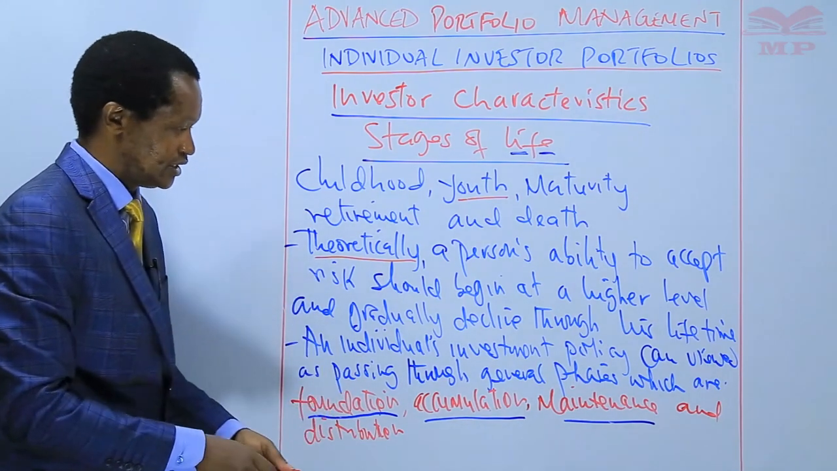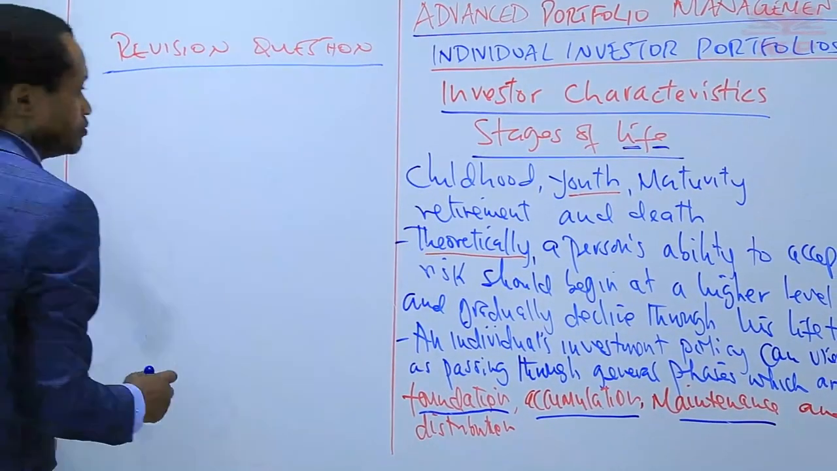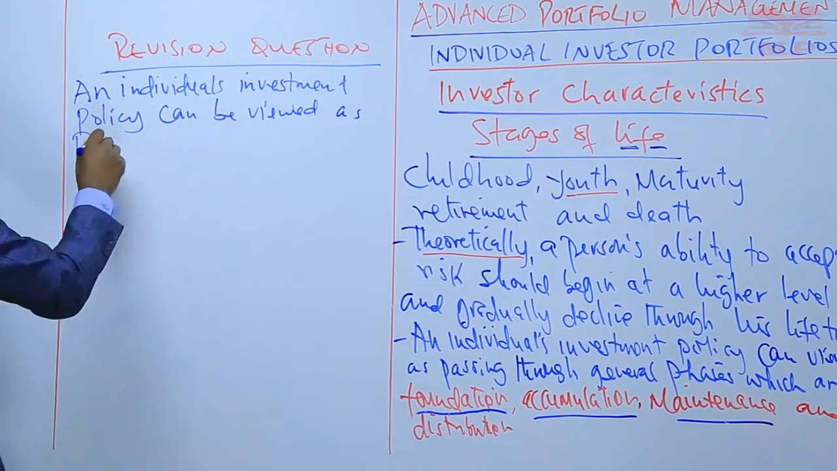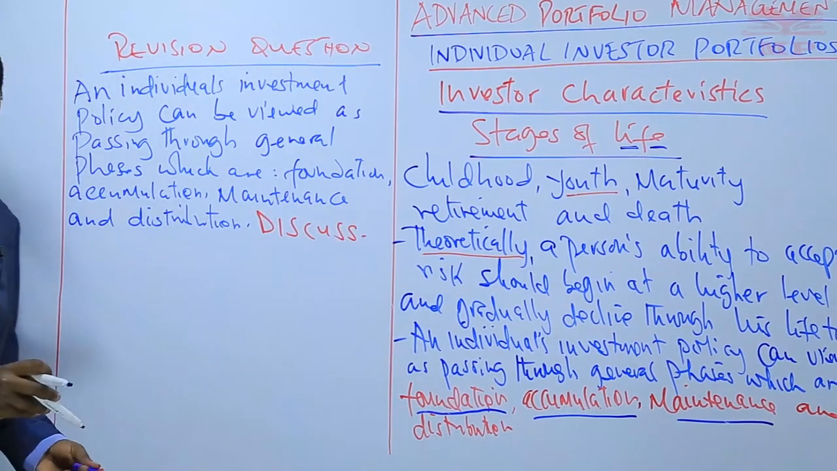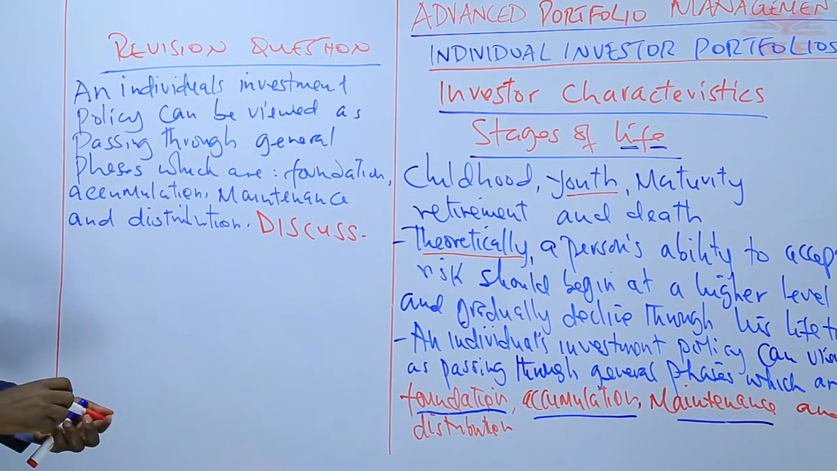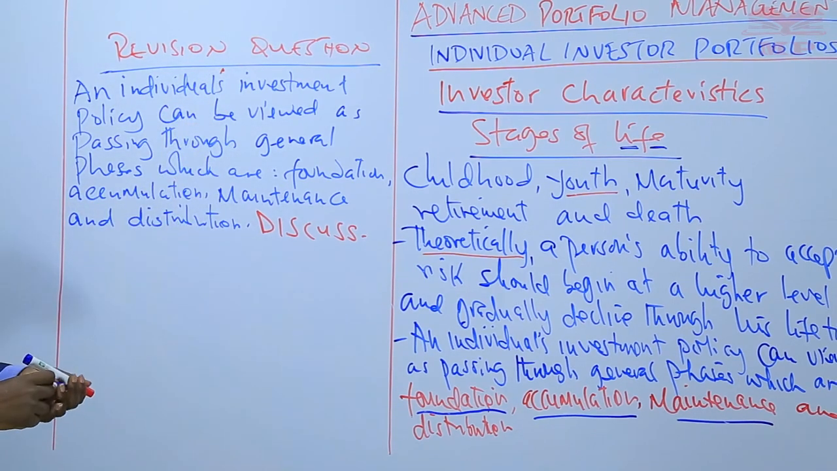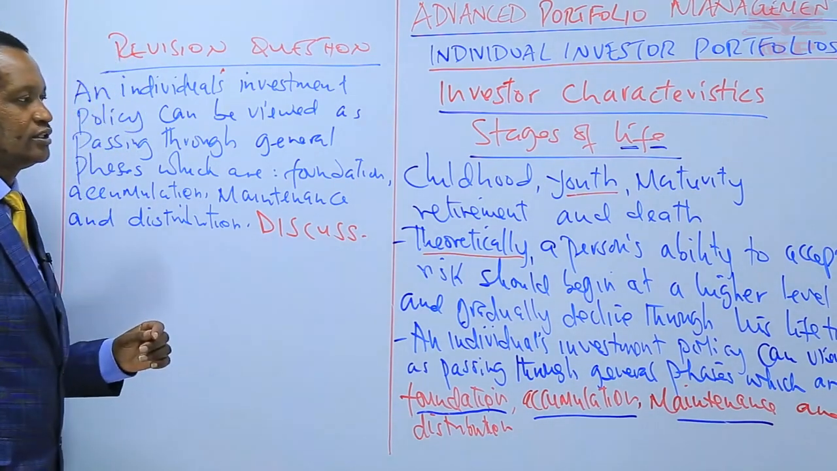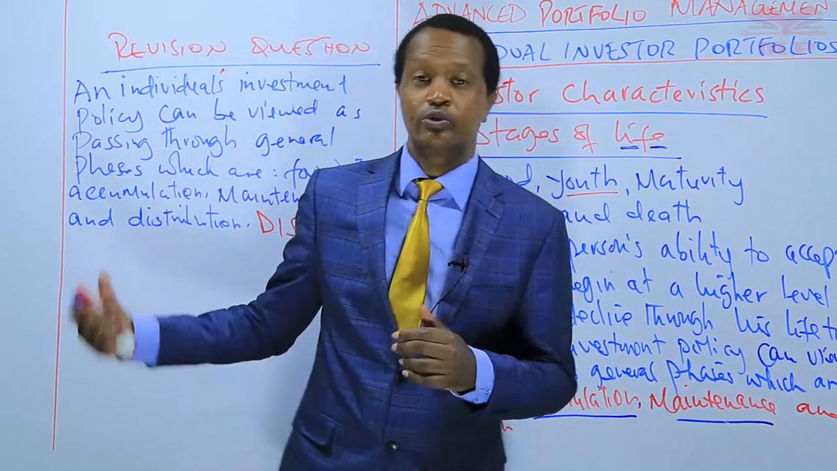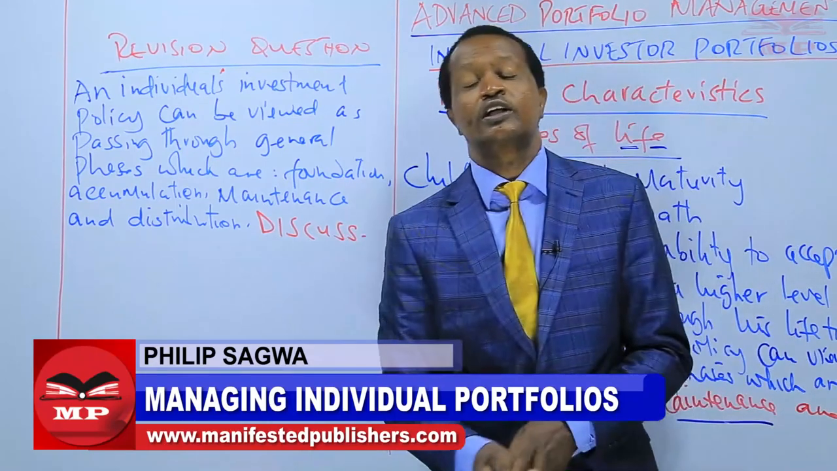So on that note, learners, I'm going to give you a revision question. This is today's revision question. It says, an individual's investment policy can be viewed as passing through general phases, which are foundation, accumulation, maintenance, and distribution. Discuss. So learners, make sure you do the question before coming to our next lesson, where we'll consider the second part of investor characteristics, which is psychological profiling.